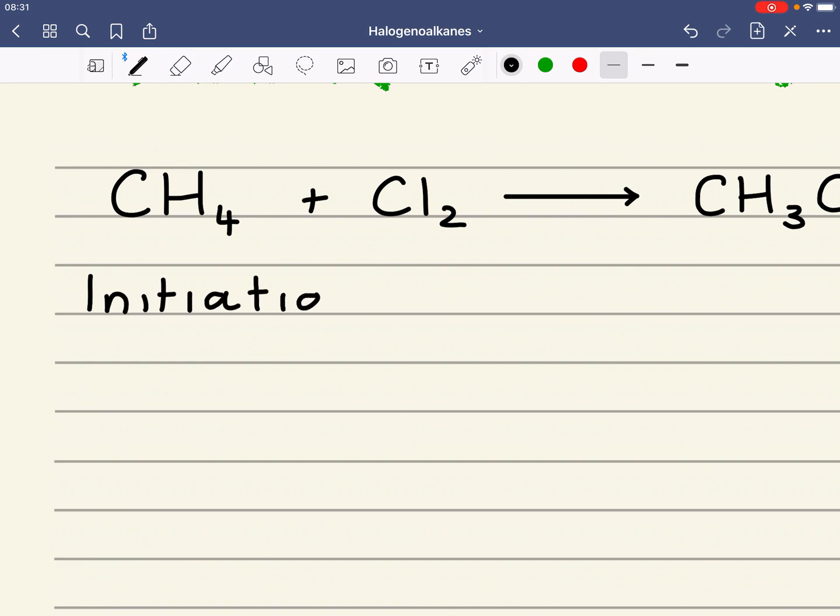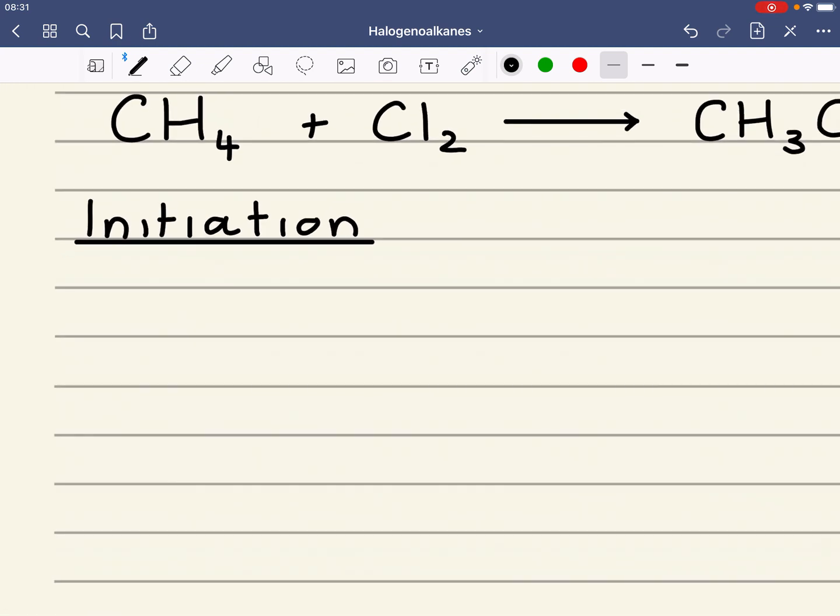To initiate means to start off. In the initiation step, we need to break a bond. Like in any chemical reaction, the first thing you do is break bonds. The bond which breaks is the bond between the chlorines, because it's the weakest bond. It's weaker than a carbon-hydrogen bond.